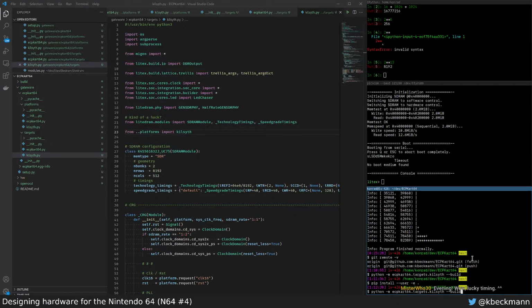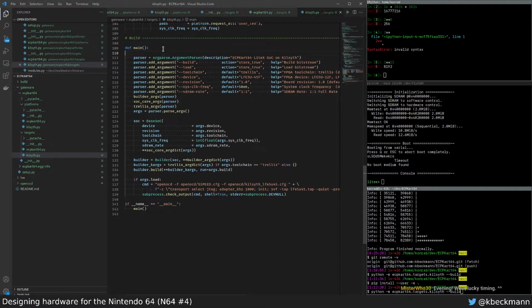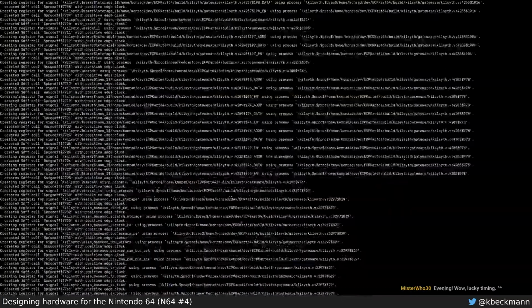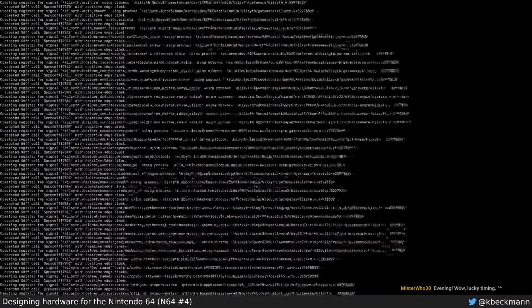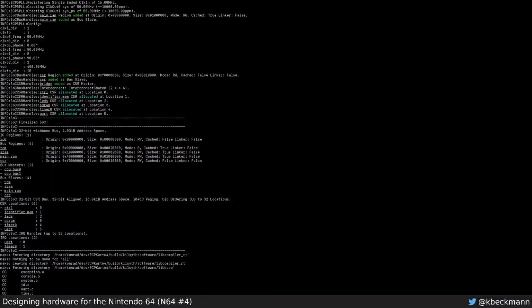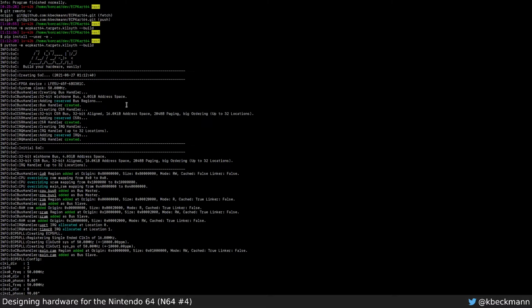Yeah, here we go. Right. So in order to build the bitstream and also the BIOS, you can do like this. You point your module to your target, because here we have our main function, and --build will ask LiteX to build. So it will blast out a lot of log here. Let's look at the beginning, because that's actually kind of interesting. Here we go. So this is the beginning of the stdout output when building. Maybe it's stderr, I don't know.